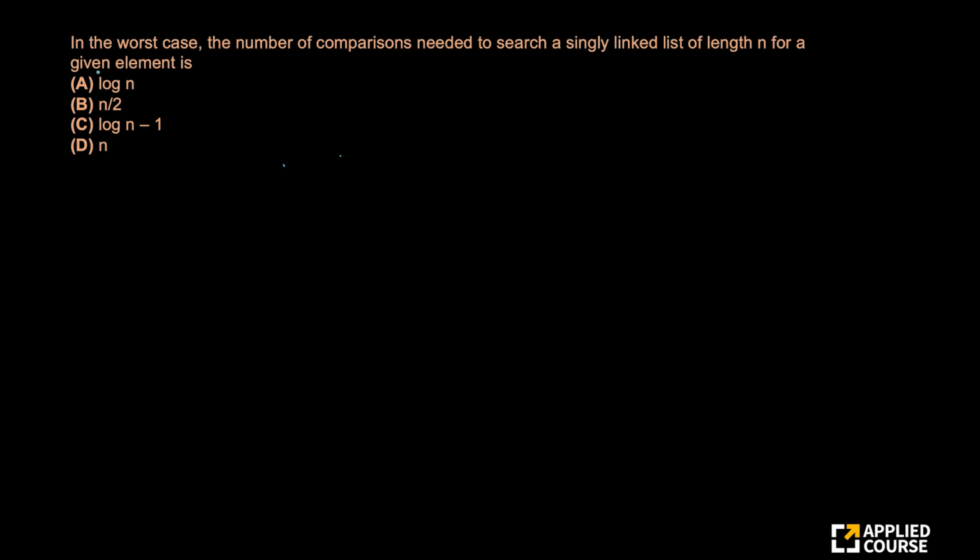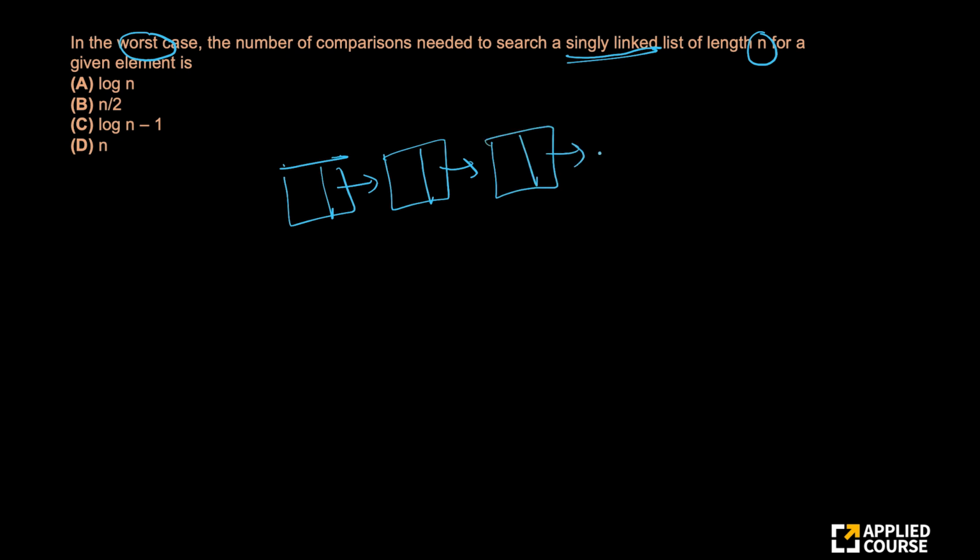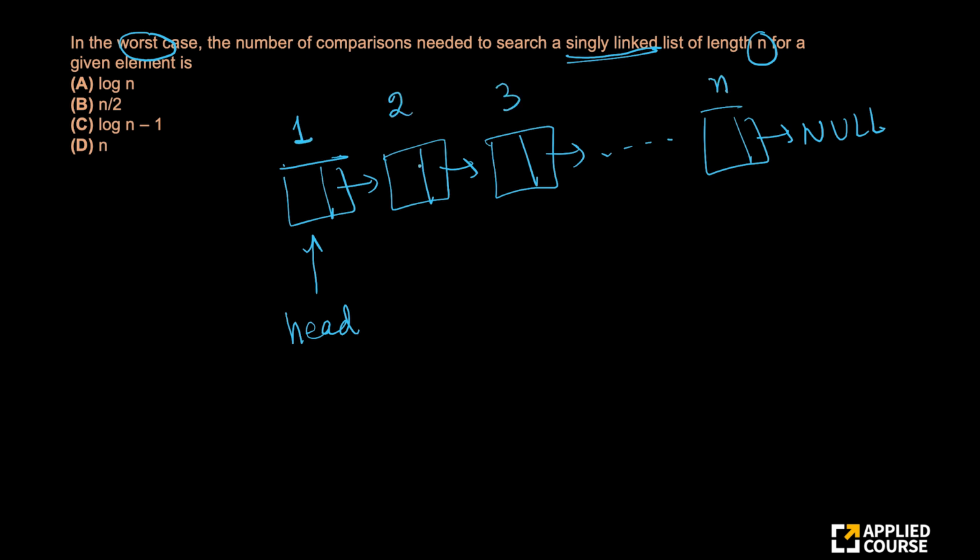So the question that we have here is, in the worst case, the number of comparisons needed to search a singly linked list of length n for a given element. Imagine I have a singly linked list like this, and let's assume I have n elements. My head pointer is here. This is my first element, my second element, my third element, so on and so forth, n elements.